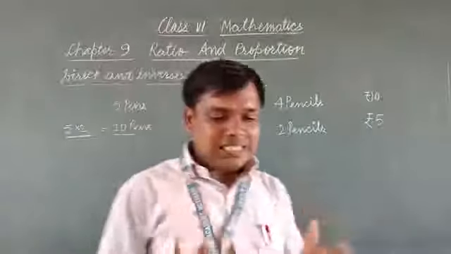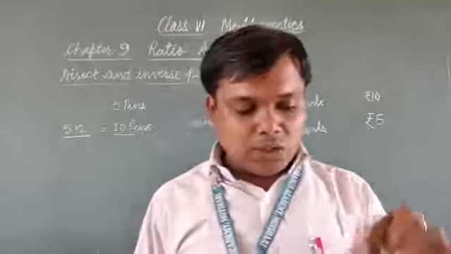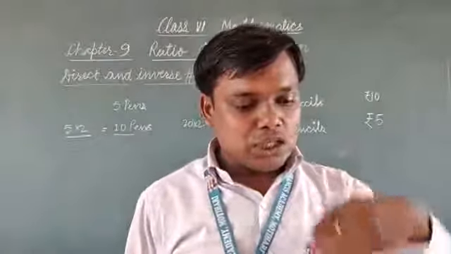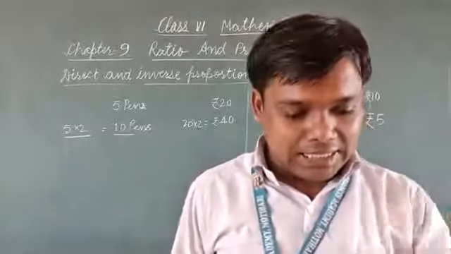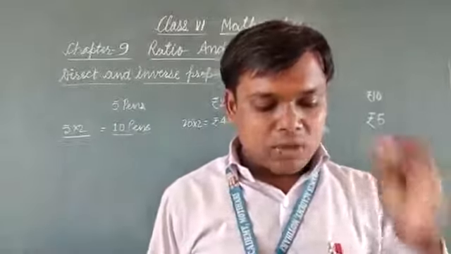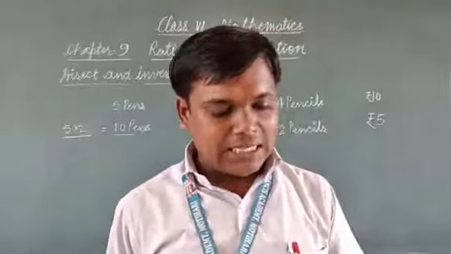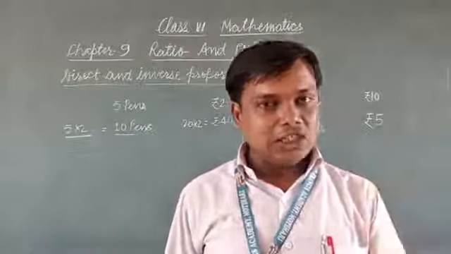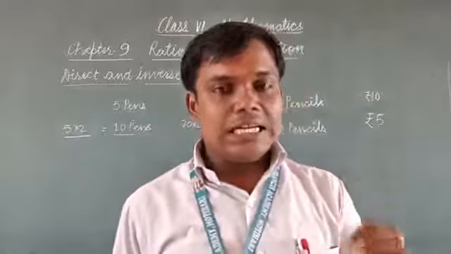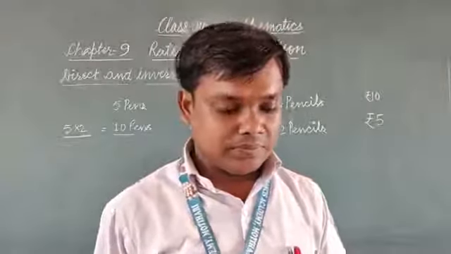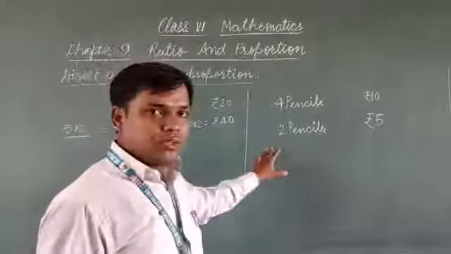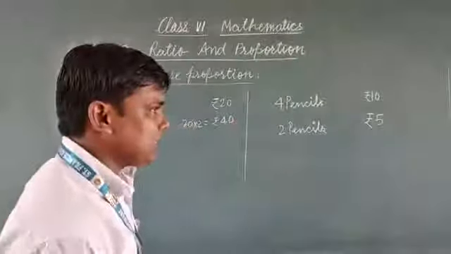Okay, so we can say that when an increase or decrease in one quantity results in a corresponding increase or decrease in the second quantity, we say that the two quantities are in direct variation or direct proportion. With these examples, is it clear to you? Another example I take.